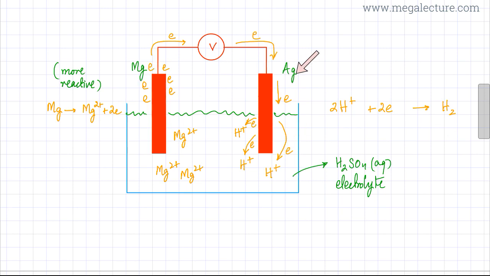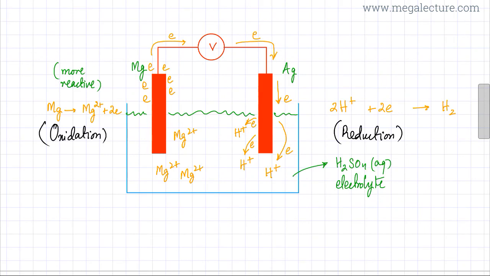So Mg and silver were the two electrodes connected together, but Mg was the more reactive, so it started producing electrons and started getting converted into Mg2+ ions. Those electrons started traveling to the other side, where the electrolyte containing H+ ions, those electrons eventually were gained by H+ ions, and those H+ ions got converted to hydrogen gas. So what you're going to notice at this right-hand electrode are bubbles of hydrogen gas forming.